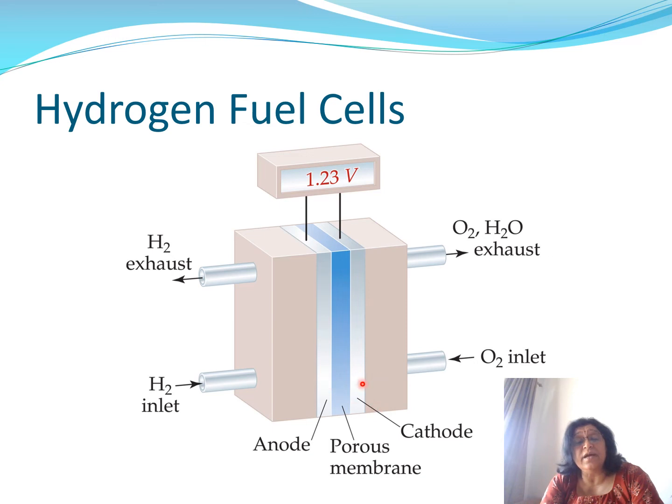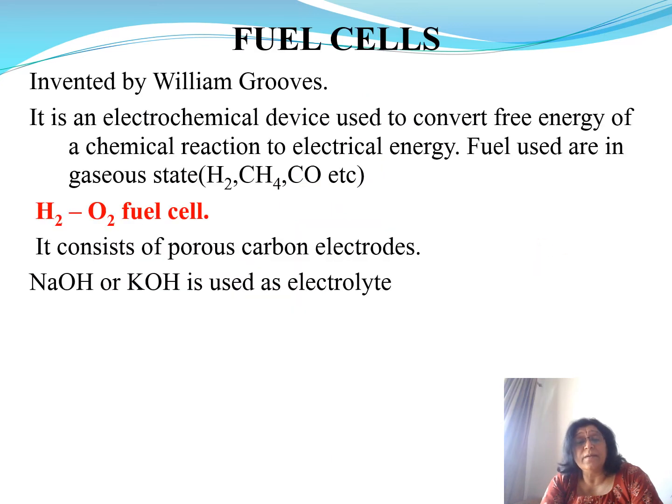So these are the anode and cathode, the graphite rods on which hydrogen gas is passed from the left side and oxygen gas is passed from the right side. Then there is a porous membrane separating the anode and cathode. This is the inlet and that is the exhaust outlet. The cell can generate 1.23 volts. This was invented by William Grove.